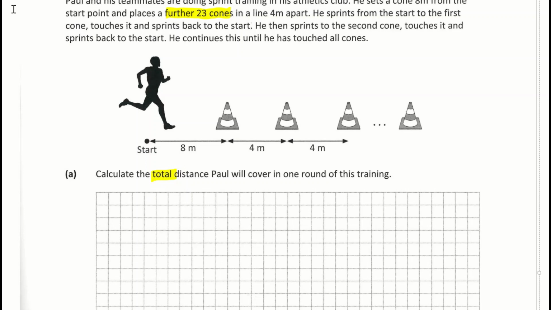So going to page 22 in our log tables and taking the sum of all terms. Our formula there is Sn is equal to n over 2, n standing for the number of terms, times 2a, a is the first term, plus n minus 1 times d, d being the difference. So that's the formula on page 22 in our log tables. And when I fill that in, I get the sum of the terms. Now there's 24 terms. Again, remember that he's going to 23 further cones, so there's 24 in total.